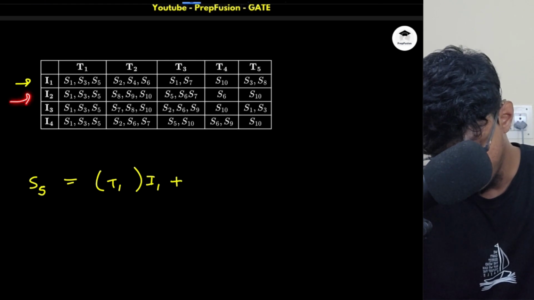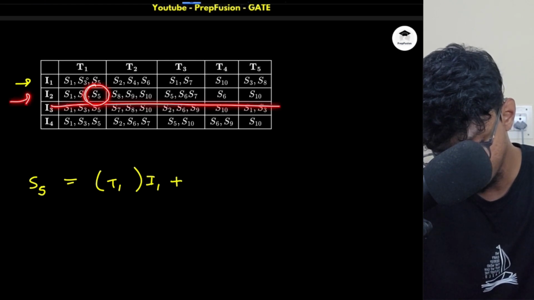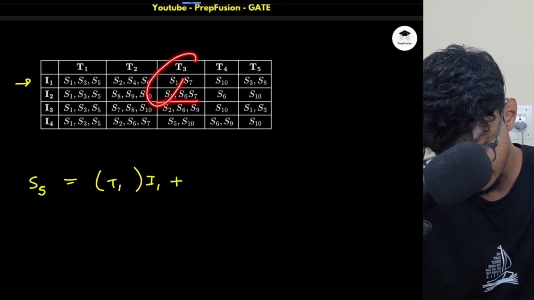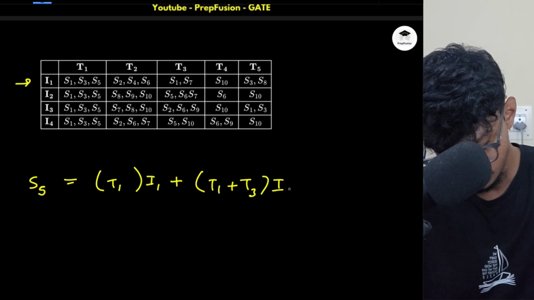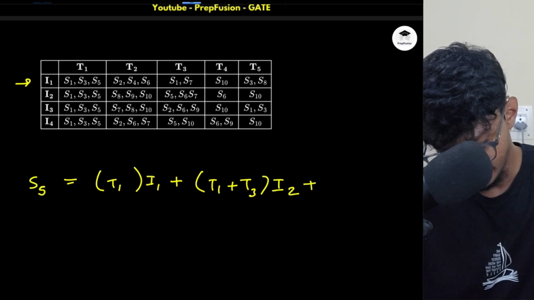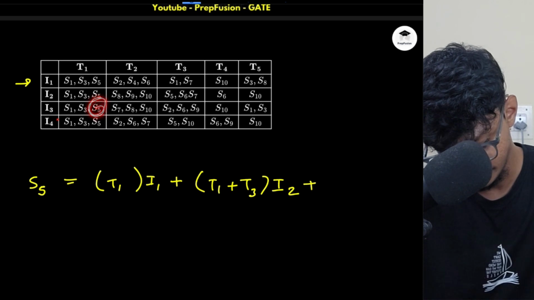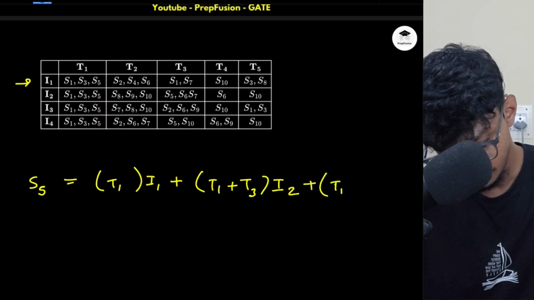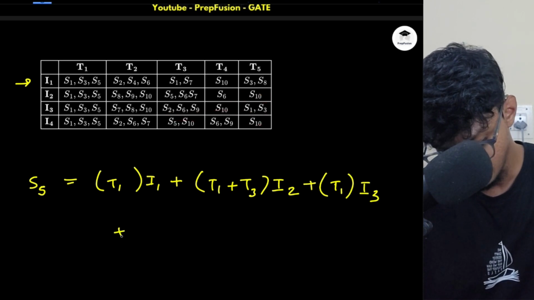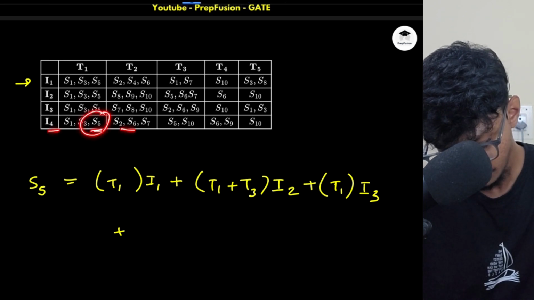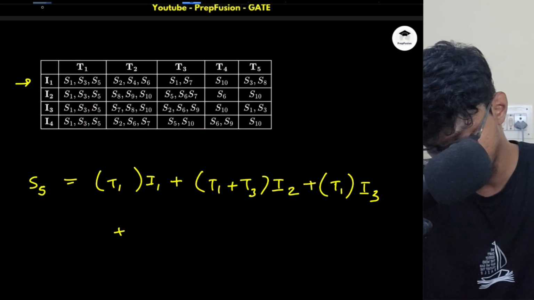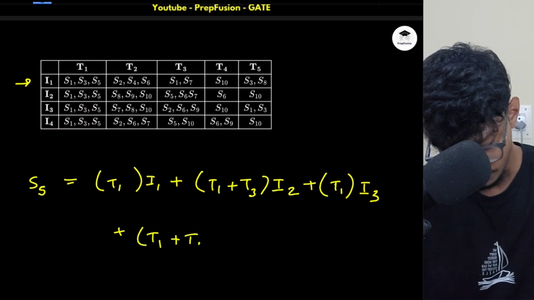In I2, where is S5 present? S5 is present in T1 and in T3. So it will be T1 or T3. This will be I2. Now, in I3, is S5 present? Yes, S5 is present, correct. So it will be T1, and S5 is not present anywhere else. So it will be T1 for I3. Then if I go to the fourth instruction, it is present in T1, and yes, it is present in T3 as well. So it will be T1 or T3.